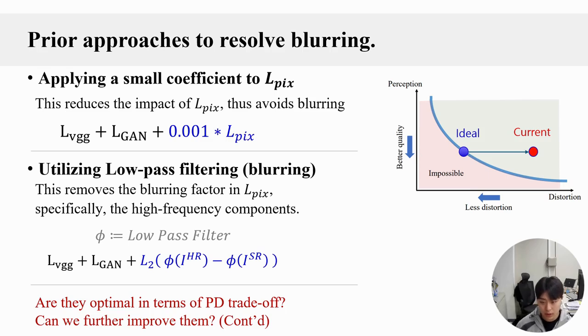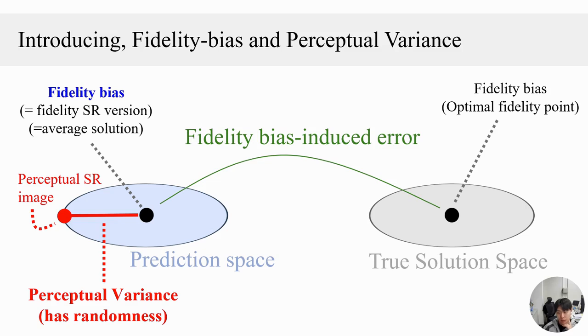That means they lead to higher distortion than required for their given perceptual level, as shown in the graph on the right side. From now on, I'll introduce you to our method and some concepts we have defined for this. Here, we first define the terms fidelity bias and perceptual variance. The perceptual variance is the random factor when we perform image super resolution and leads to blur when removed.